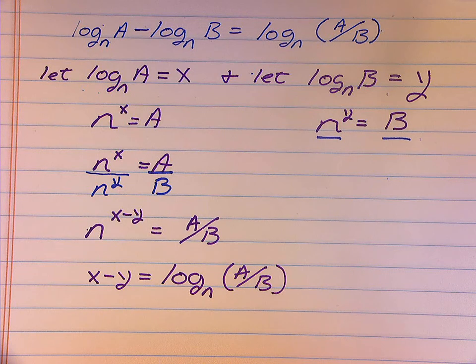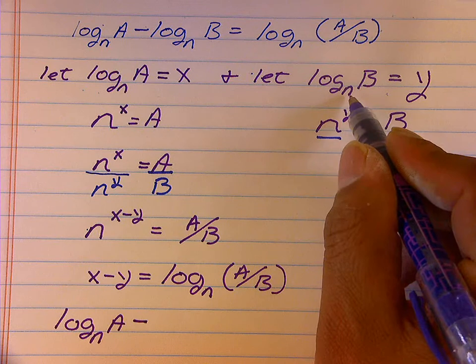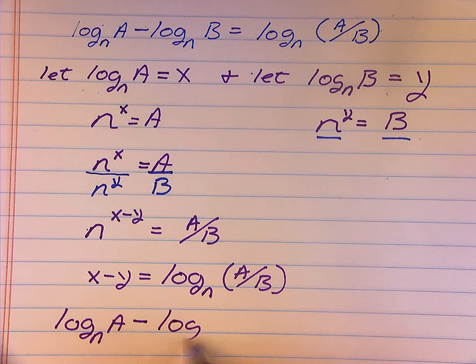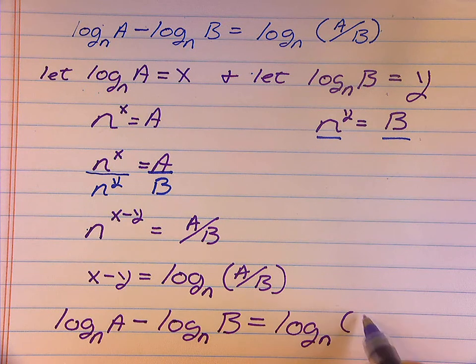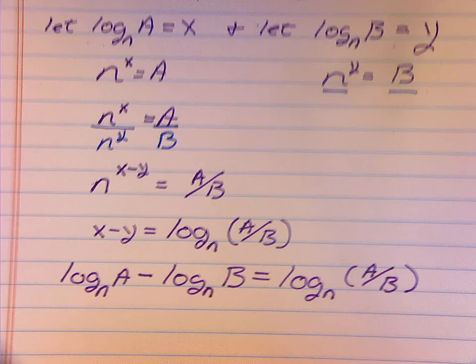If we go back to the very original, what is it that we assigned the value x? Well, notice x was originally assigned from log base n of a, and y we assigned from log base n of b. Hence, I have proven the difference of two logs is equal to the log of the quotient a over b.